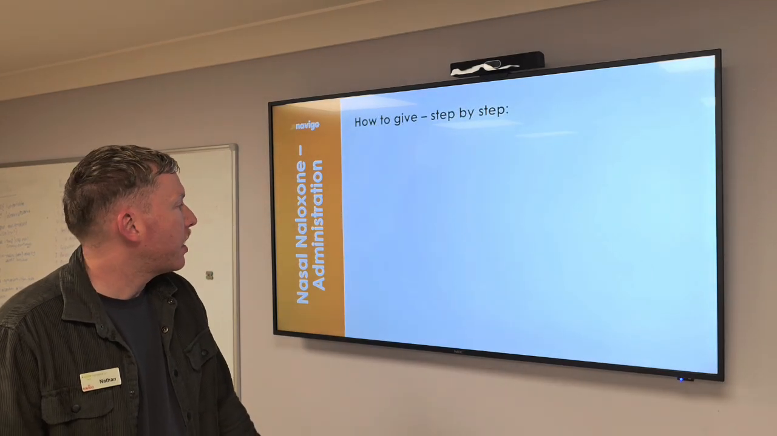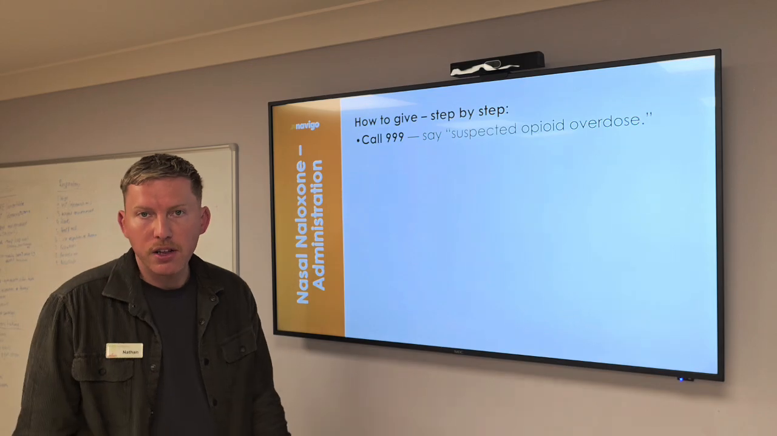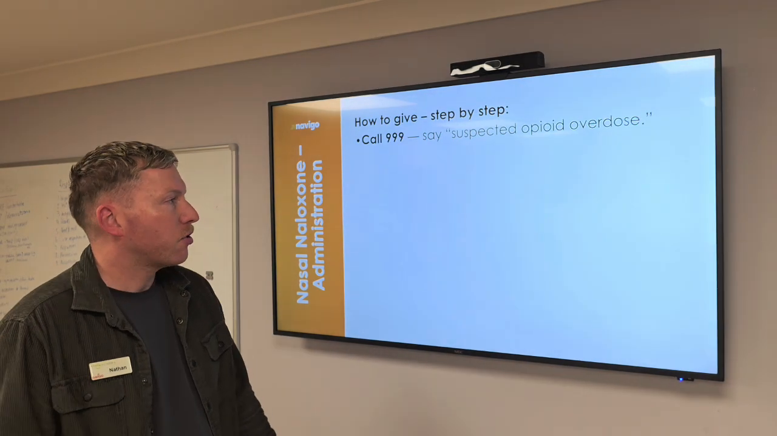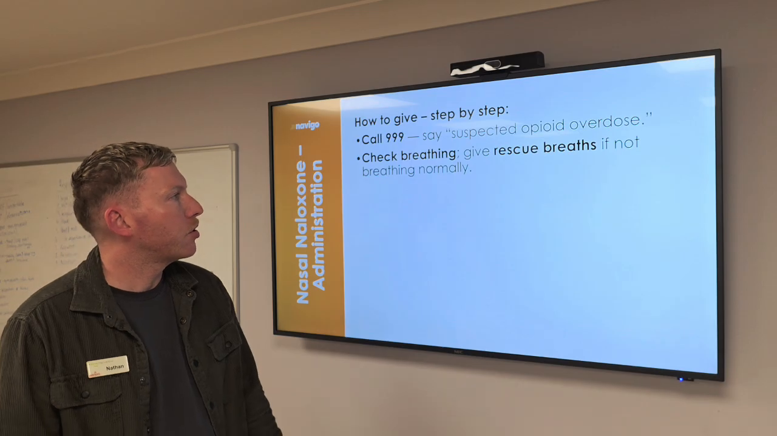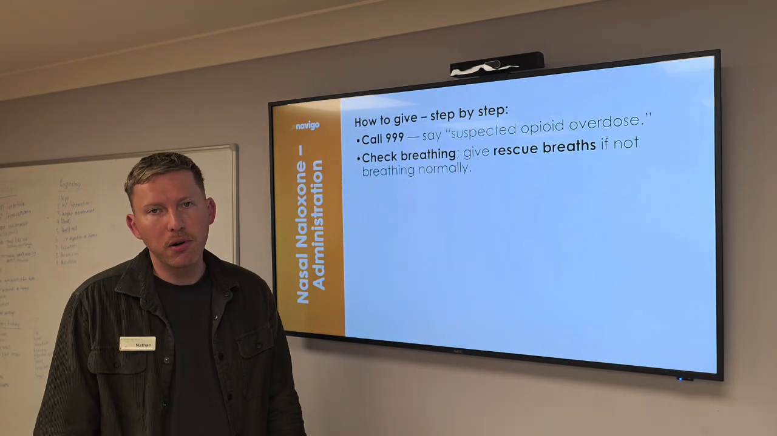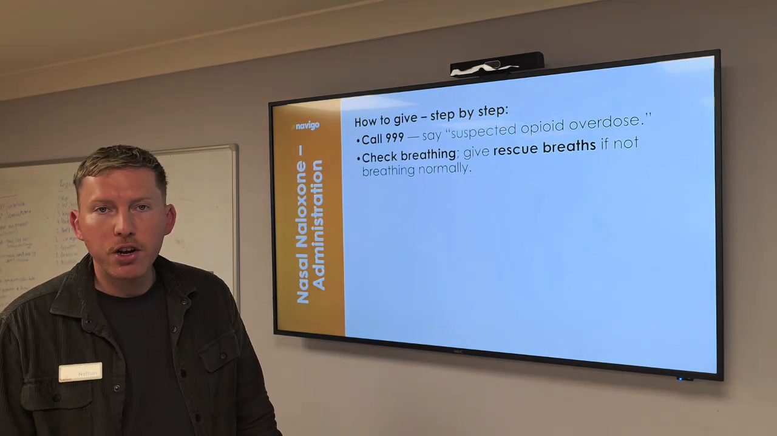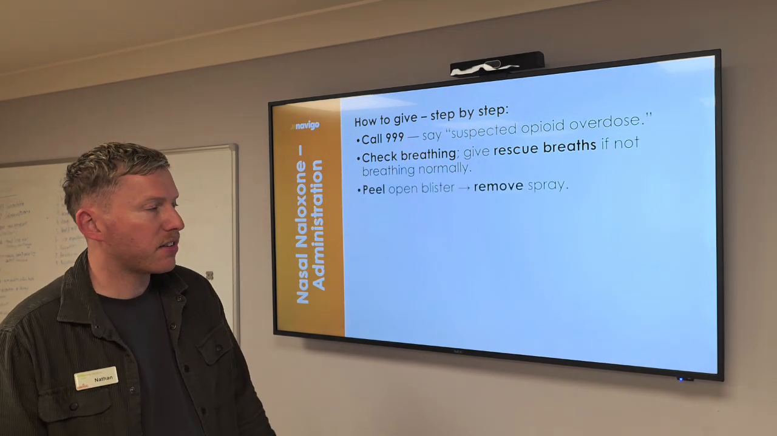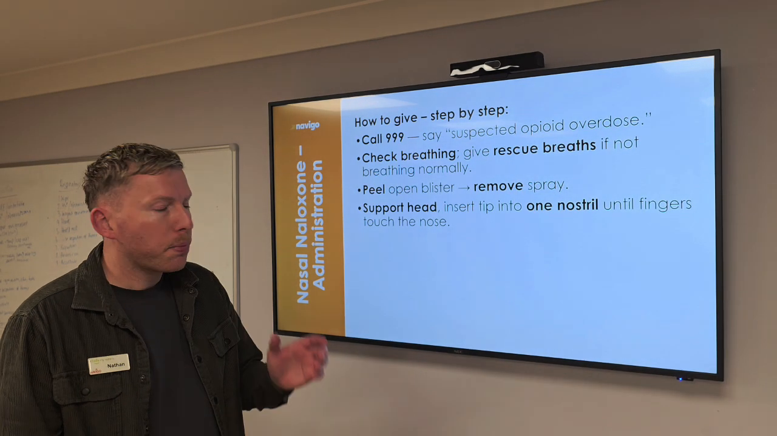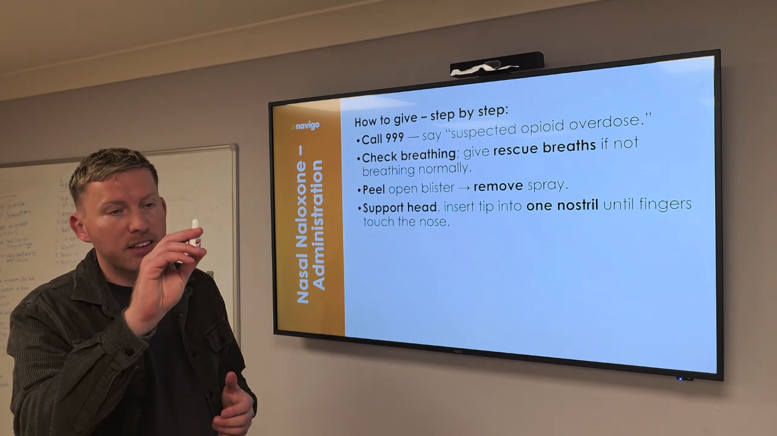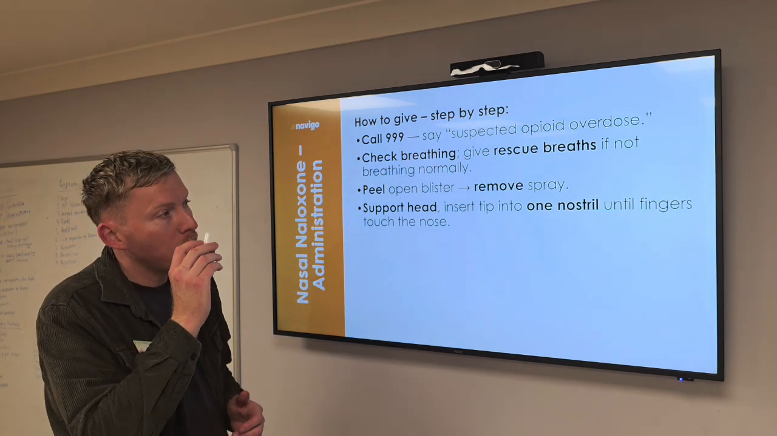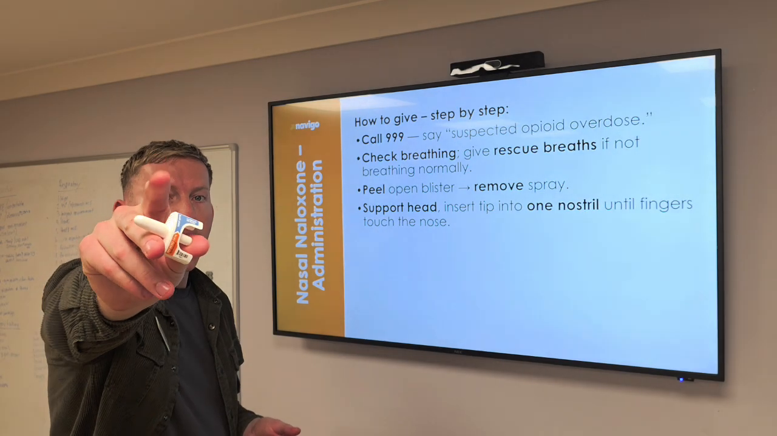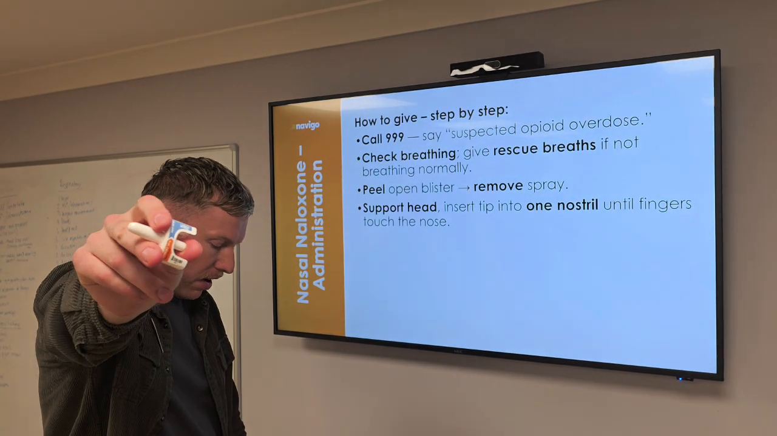Step by step for the nasal administration, same as the injectable form, you're ringing 999 first, advising that you're suspecting an opioid overdose. Check the breathing, give those rescue breaths if not. If they're breathing normally, put them in the recovery position. Peel open that blister pack, remove the spray, support the person's head, insert that tip into the nose until one finger is supporting the nose. Push down on that lever.